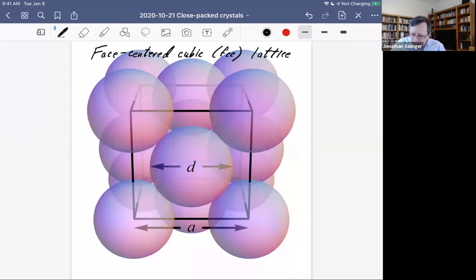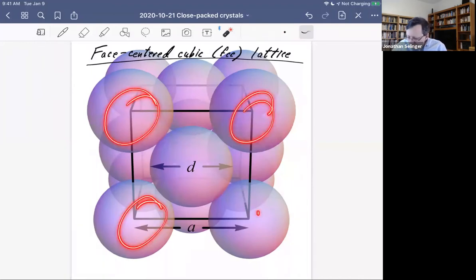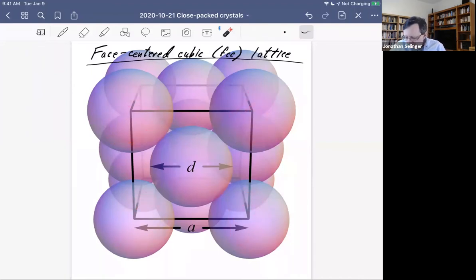And you can recognize that because here we have a sphere at each corner of the unit cell. And then we have another sphere in the middle of each face. Okay? So this is in the front face. And then if we look at the top face, there's 1, 2, 3, 4 spheres on the corners and 1 on the face. Right? And that's the same in each of the faces.